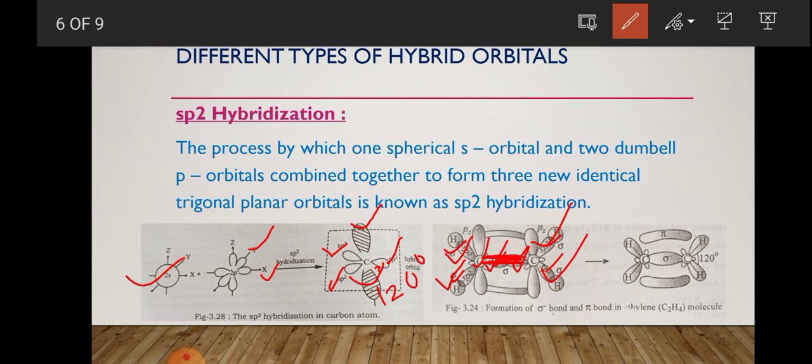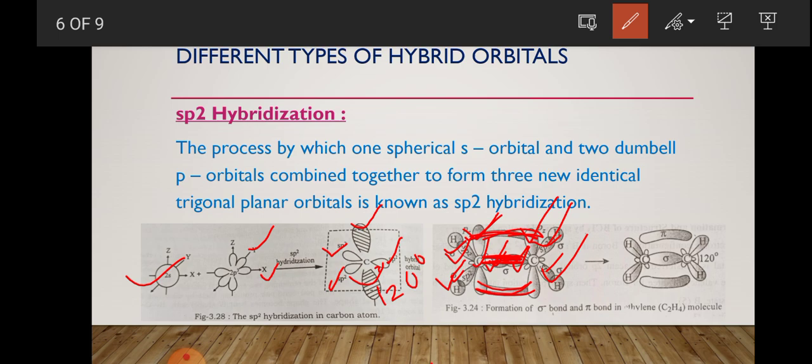each carbon contains one unhybridized pz orbital. The pz orbital forms one bond by lateral or sidewise overlapping. Each carbon contains one pz orbital. This one is the first carbon, and this pz orbital is for the second carbon. And now these two pz orbitals overlap sidewise and form a pi bond.